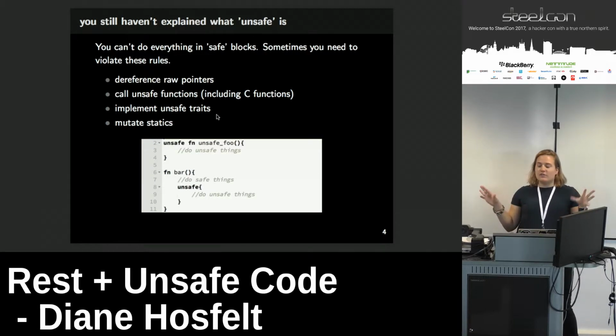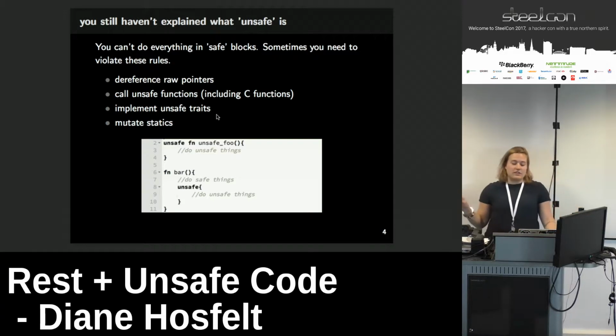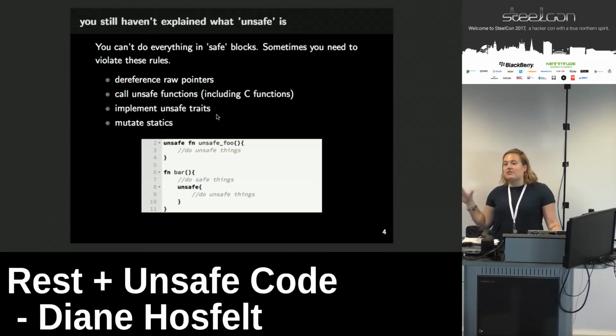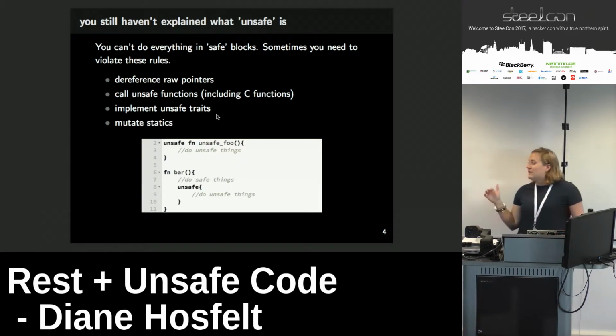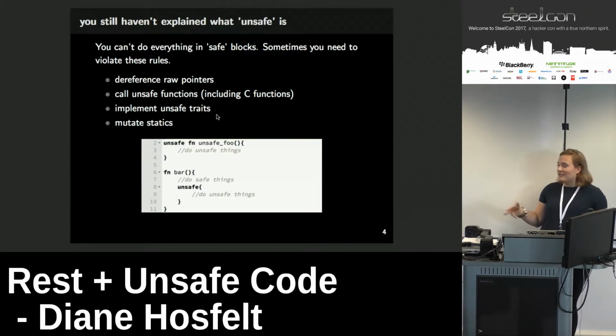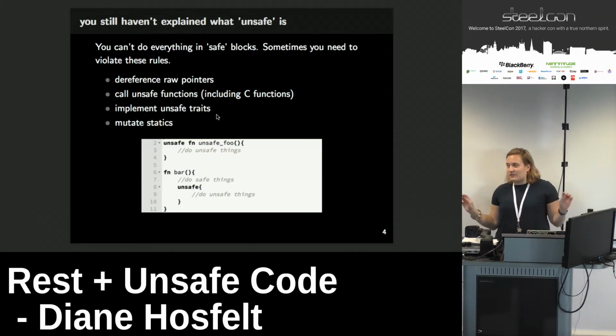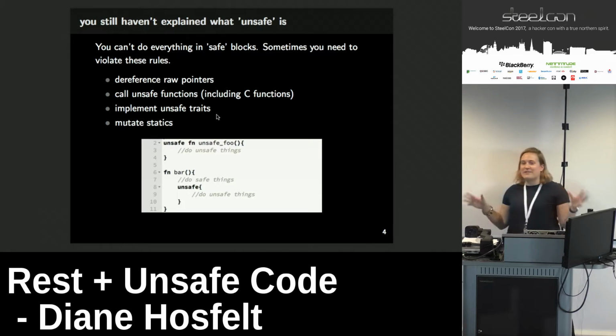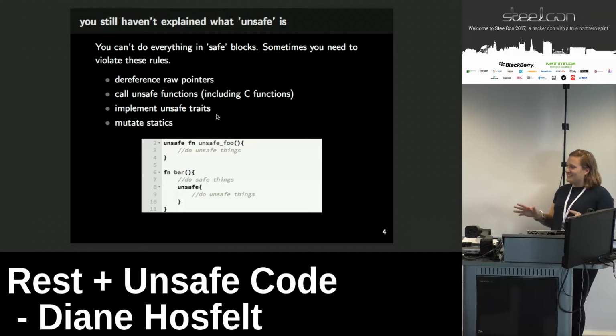So like I said, you can't do everything in safe blocks. Sometimes you really have to violate these rules. There's one situation in particular that I'll highlight in like a minute. And the key thing that you can do in unsafe Rust is you can dereference raw pointers. Usually, you do not want to be messing around with raw pointers when you're in safe Rust. Well, you never want to mess around with raw pointers in safe Rust. And generally speaking, as most of us are aware, messing with raw pointers can be a recipe for disaster, right?